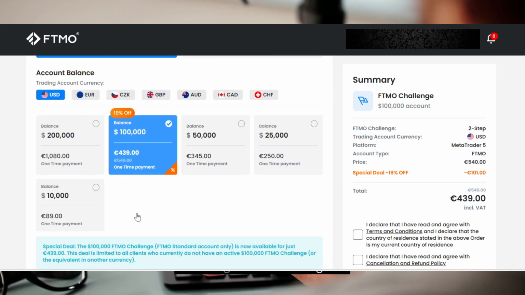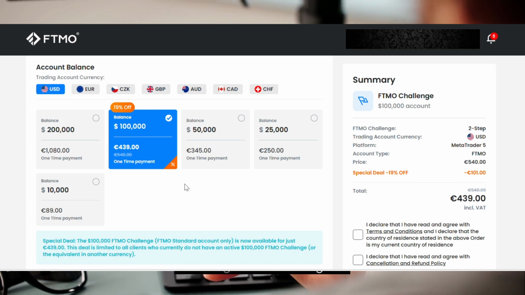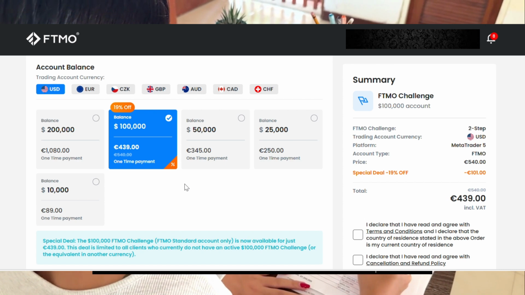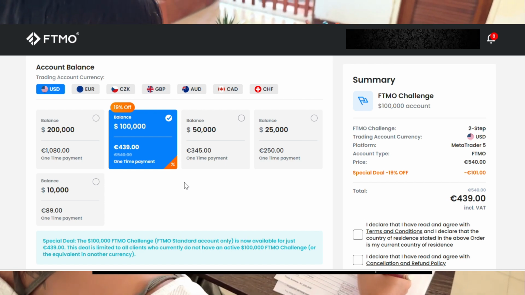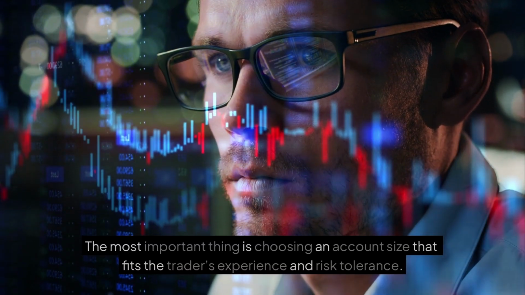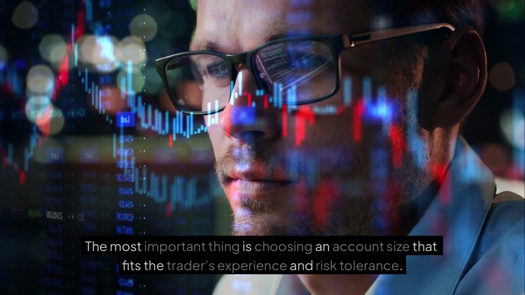Larger accounts provide higher profit potential, but the challenge fee is also higher. For beginners, many traders start with smaller accounts to become familiar with the rules and evaluation process. The most important thing is choosing an account size that fits the trader's experience and risk tolerance.